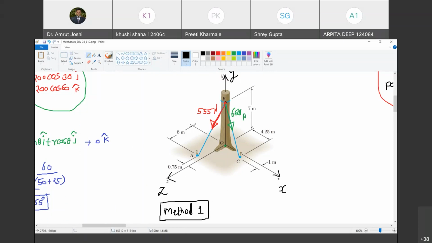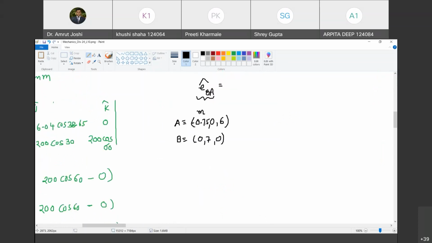Point A is situated in the xz plane passing through O, so its y coordinate is 0. So that I have written. And what is its z coordinate? So z coordinate is this distance. Are you with me? 6 meter. Yes, sir. And is it on the positive z side or negative z side? Positive z side. Therefore it is plus 6. So we have written down coordinates of A in meter: minus 0.75, 0, 6.